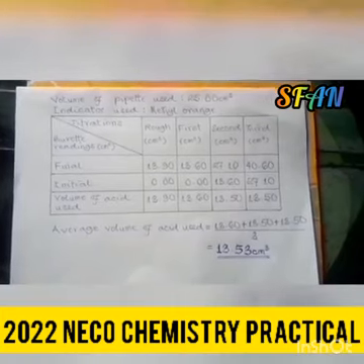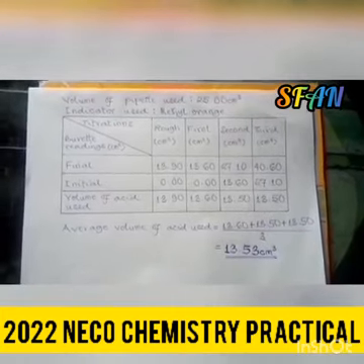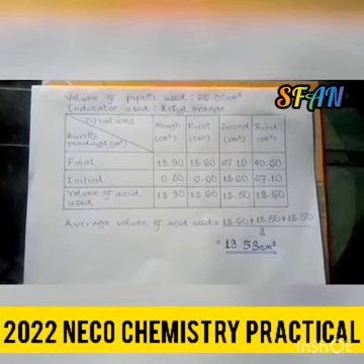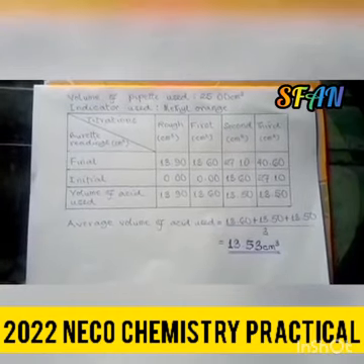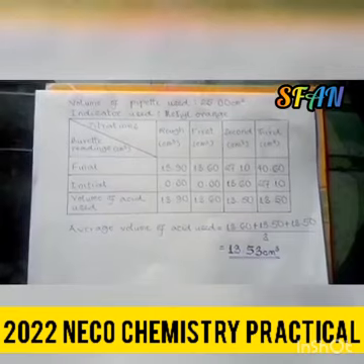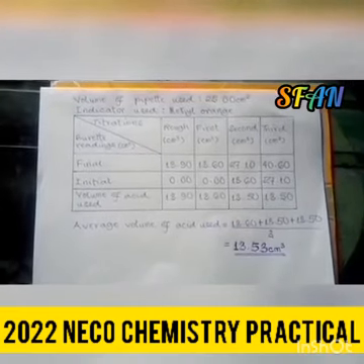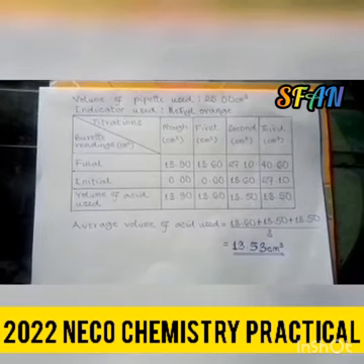So these are the table of values for the rough, first, second, and third titrations, and our average volume of acid used is 13.53 cm³. The volume of pipette used for this titration is 25 cm³, and the indicator used is methyl orange.